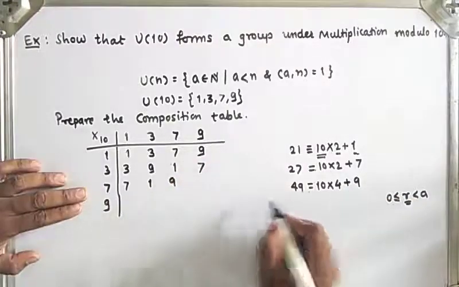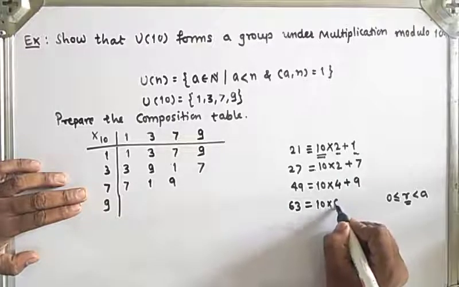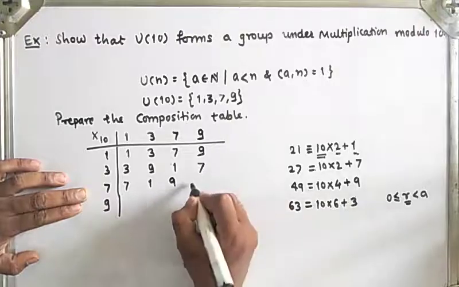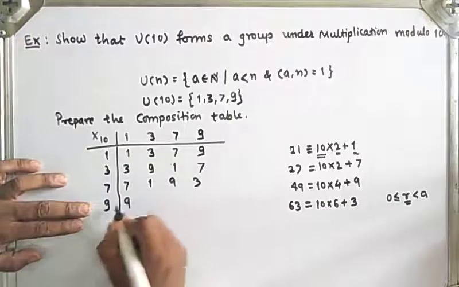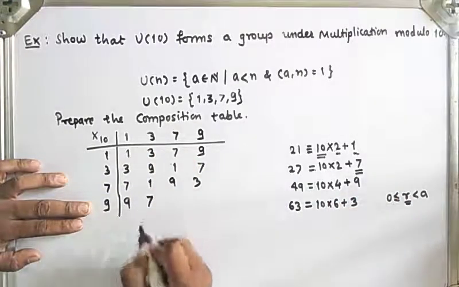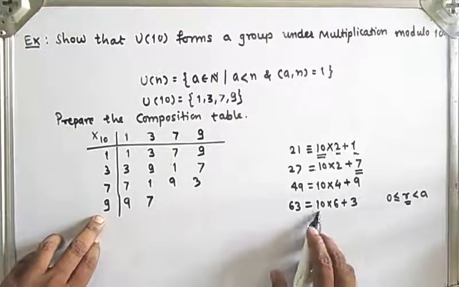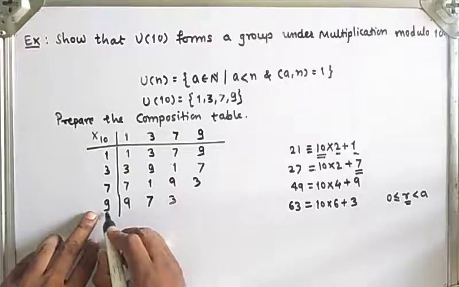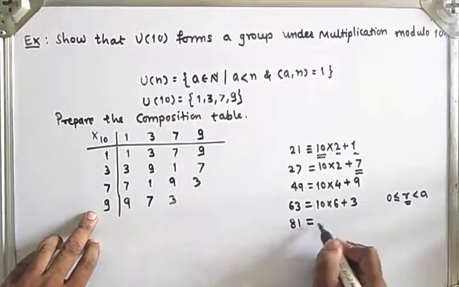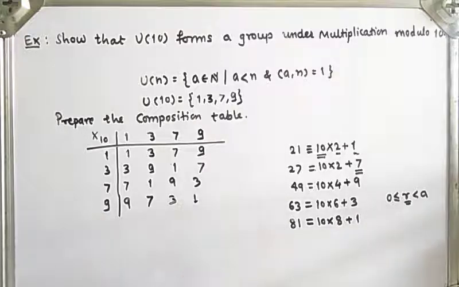Next 7 into 9 is 63. 63 when divided by 10, I will take quotient 6. So the remainder will be 3. Then 9 into 1 is 9. 9 into 3 is 27, and the remainder will be 7. Now 9 into 7 is 63, when divided by 10 the remainder is 3. Next 9 into 9 is 81 when divided by 10. So I will take quotient 8 and remainder 1. So this is the composition table of U of 10 under multiplication modulo 10.